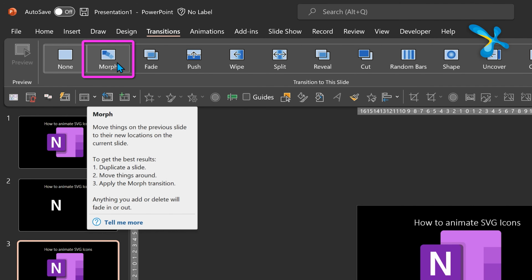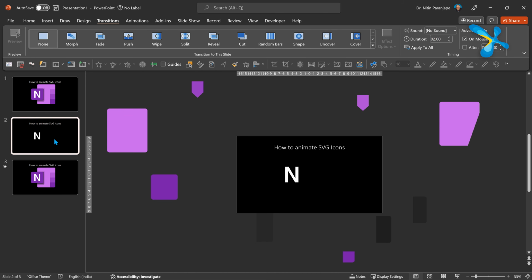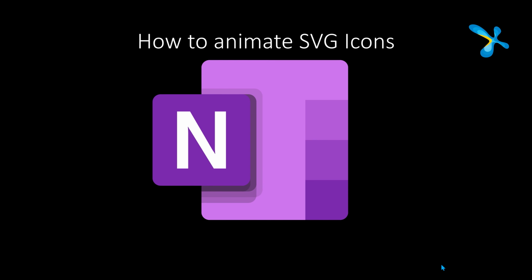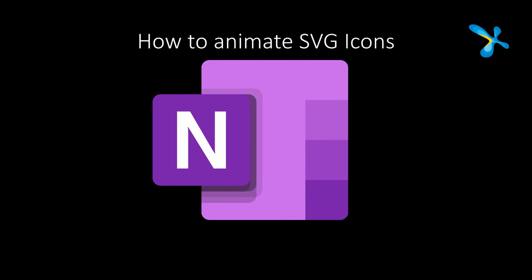Click on Morph button and decide the duration. Because we are learning, I am making it longer duration, 4 seconds, but in real life it can be much shorter. So now I click on the second slide, run the PPT and see what happens. And that's how you animate an SVG picture of any type using PowerPoint.